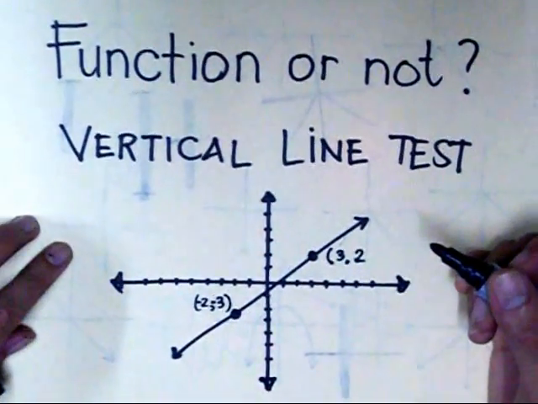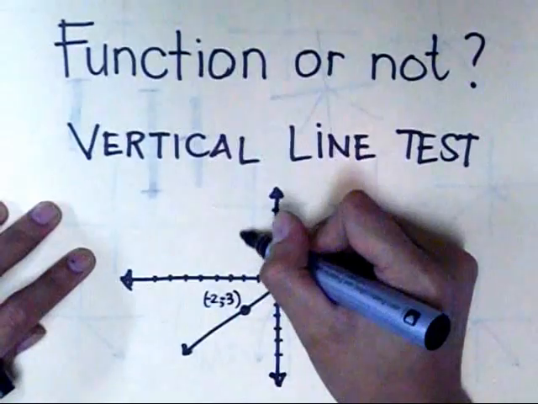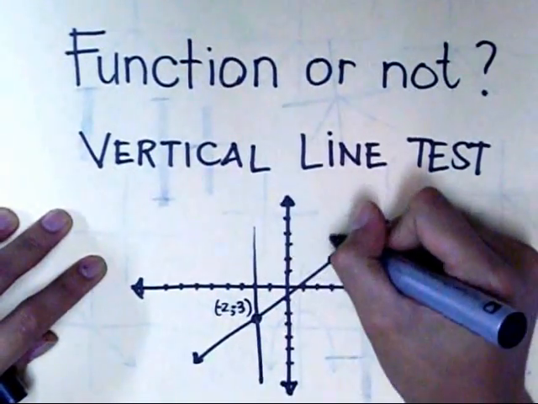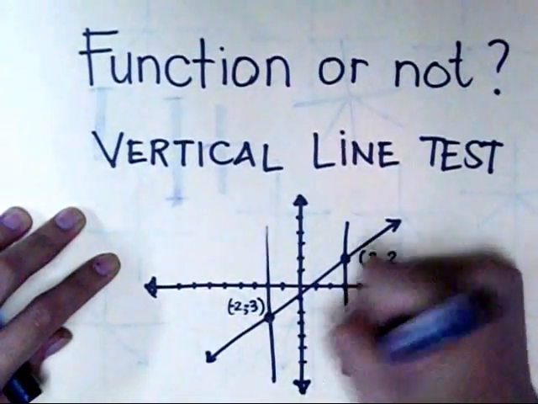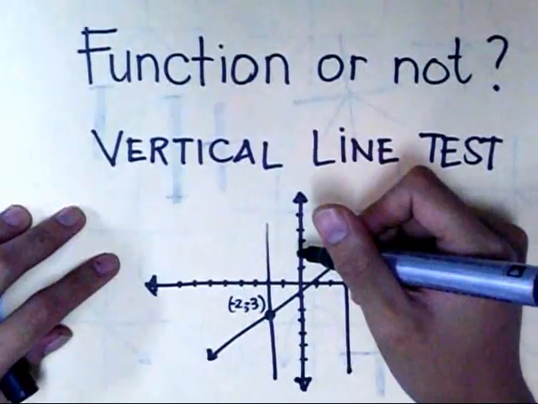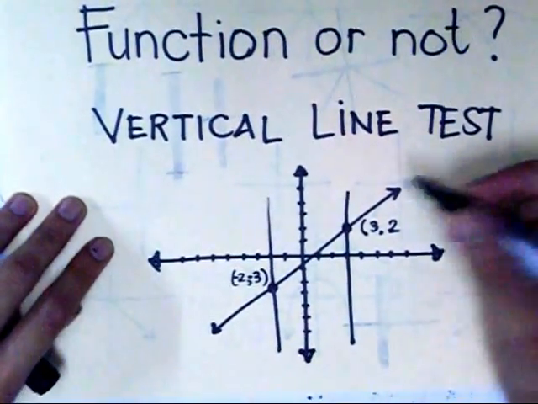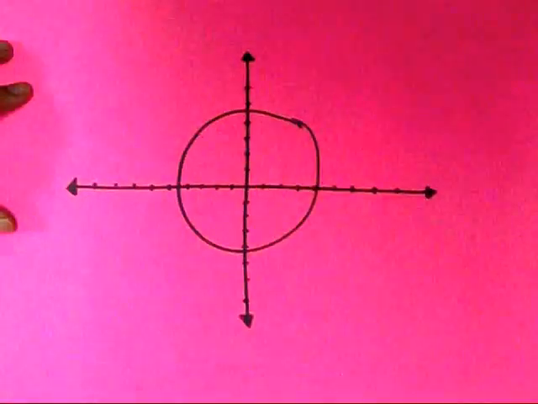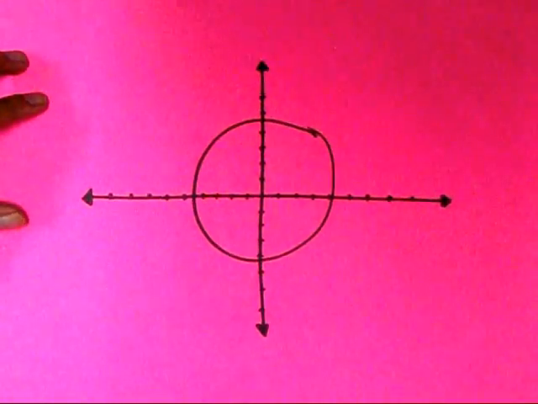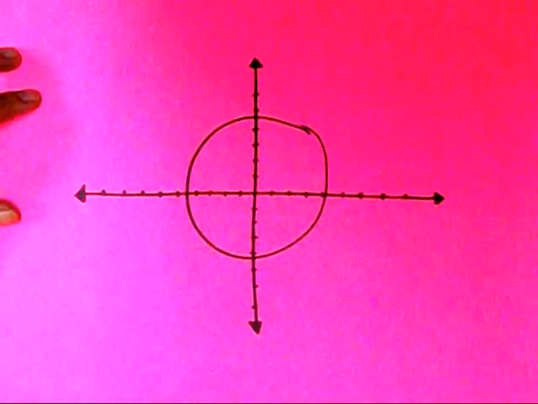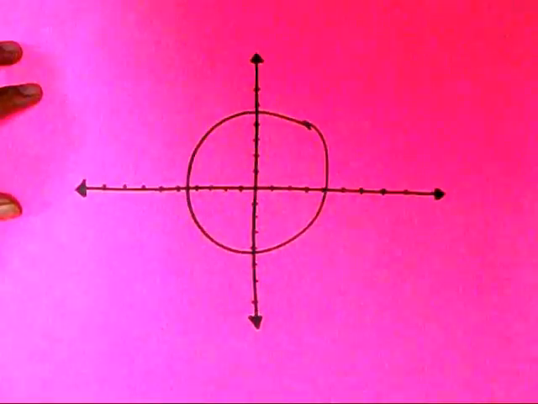So this is how to do it. You're just going to draw vertical lines on the given graph. If the line drawn doesn't cross at 2 points, the graph is a function. On the contrary, if the line drawn crosses more than 1 point, the graph is not a function. Just like this.